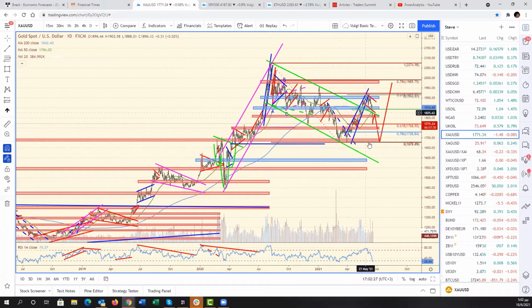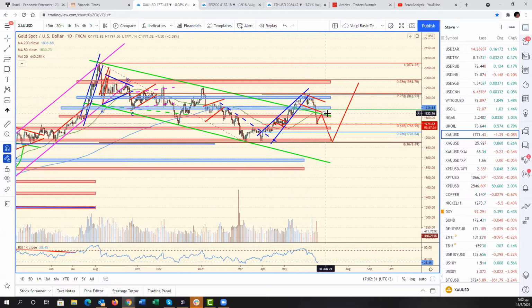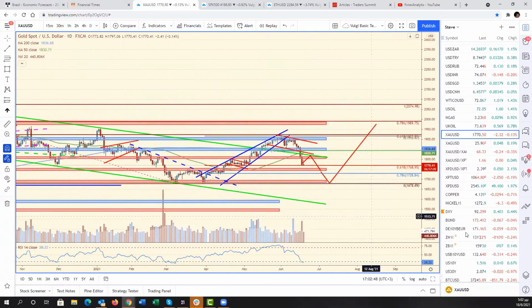So we are in some kind of a complex correction. It was kind of devious the way we broke out from this triangle, and from this channel, and now we are back within the channel. But corrective moves very frequently unfold in complex manners, and we've seen that before, right? But that's why we have technical analysis.